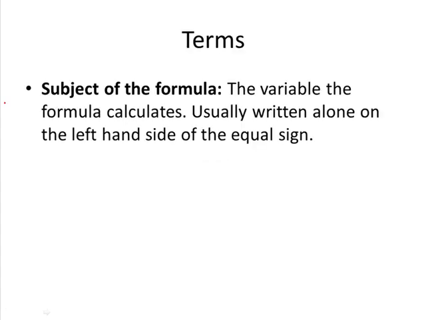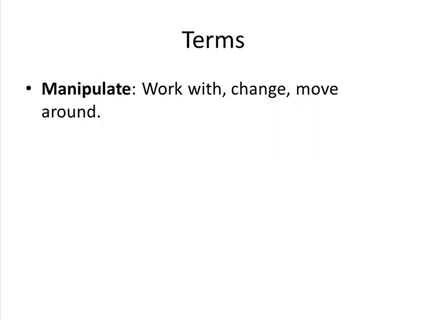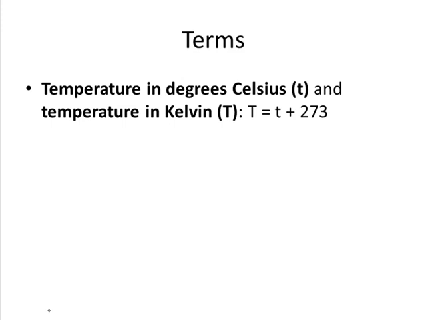The subject of the formula is the variable that the formula calculates, and it's usually written alone on the left-hand side of the equal sign. To manipulate a formula means to work with it, to change it, to move things around inside it without making it false. So for example, we have a formula here, capital T equals small t plus 273.